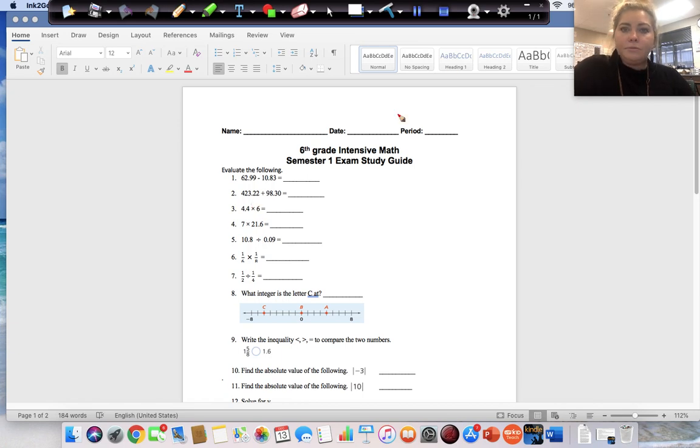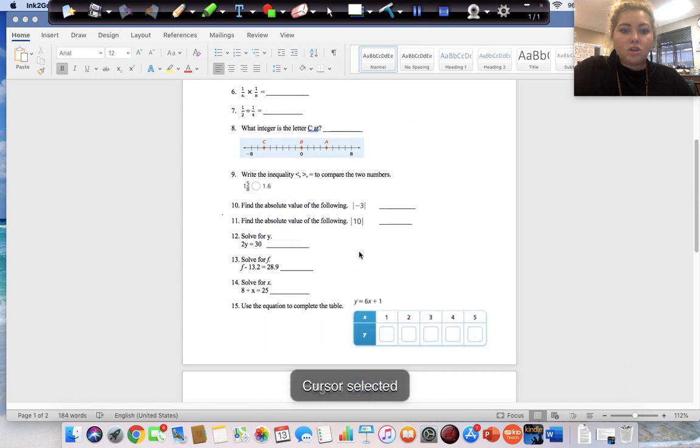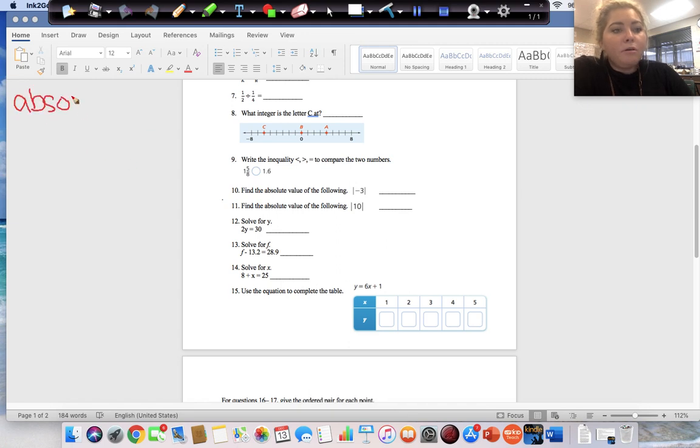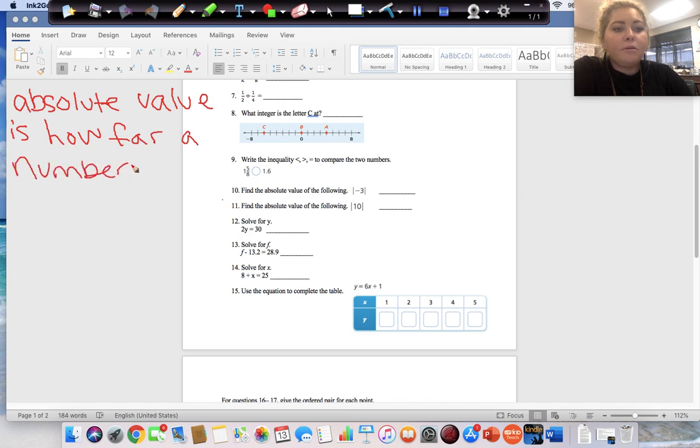Okay, actually let me scroll down to the bottom of this page. Okay, all right, number 10. Remember, absolute value is how far a number is from 0. And it's always going to be a positive number. Our answer of absolute value will always be positive.